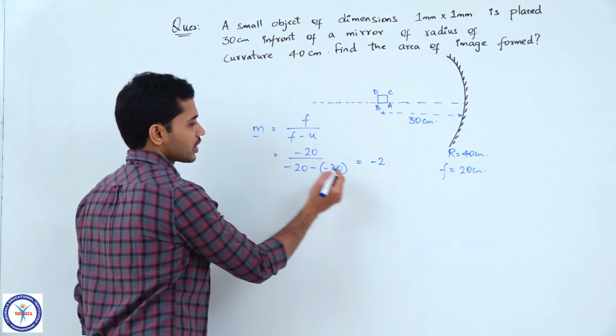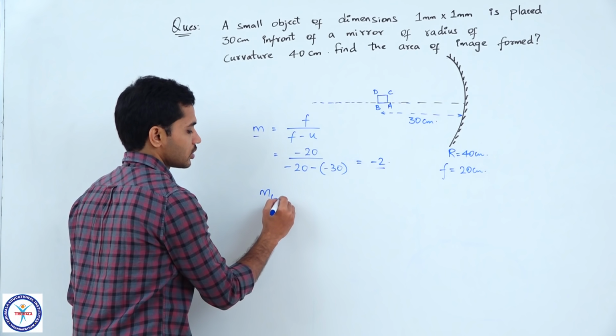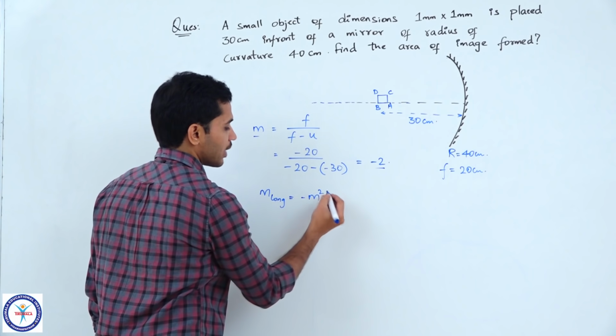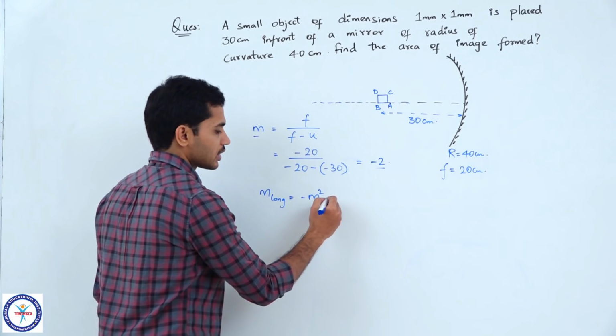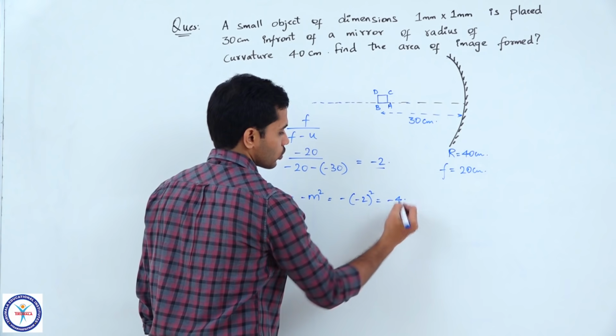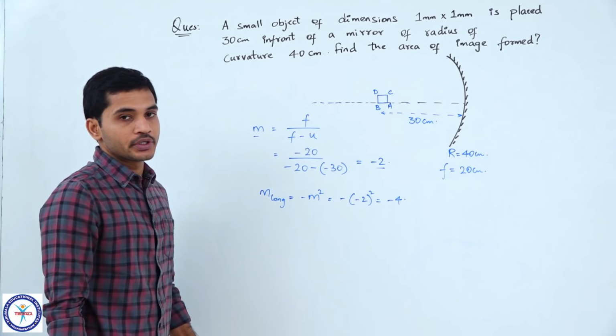So lateral magnification is minus 2. Now I can find longitudinal magnification. As I told you, because it is a small object, I can directly use minus m square, and when I do that, I will get minus of minus 2 whole square, which is minus 4. I got the lateral and longitudinal magnification.